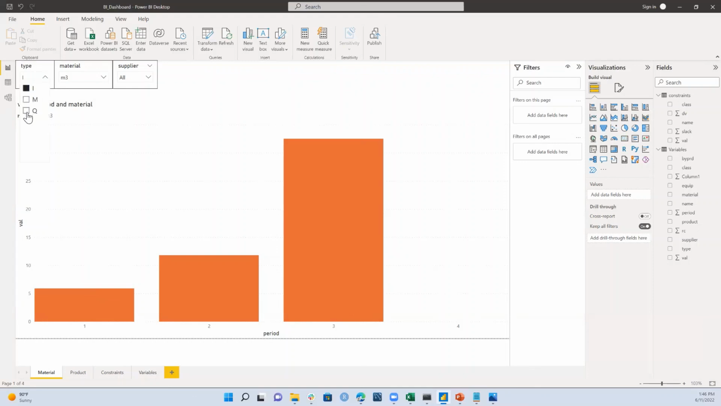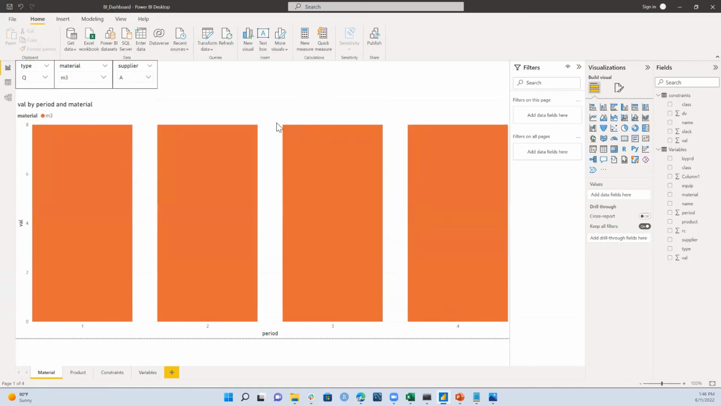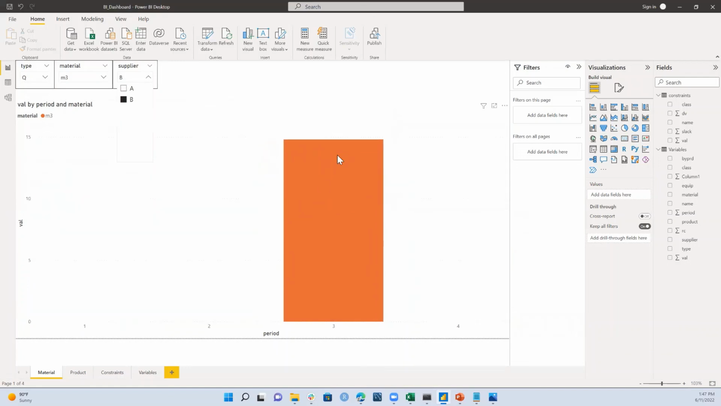We can also look at what we did with material purchases. You can see that we're purchasing material in all four periods. We have a big spike in period 3. If we slice this down by supplier, we can see that we're purchasing all 8 tons from supplier A for material 3 in all four periods. For supplier B, we're only making a purchase in the third period.